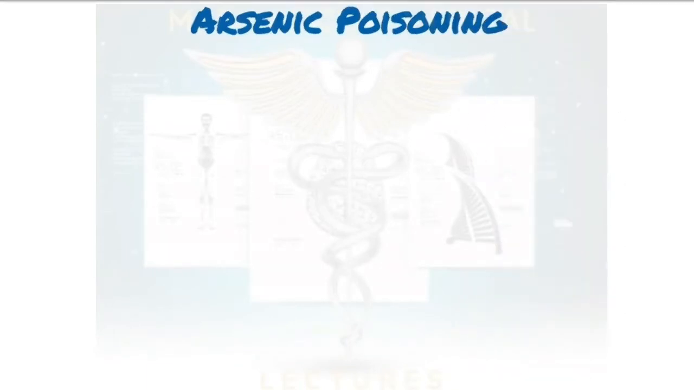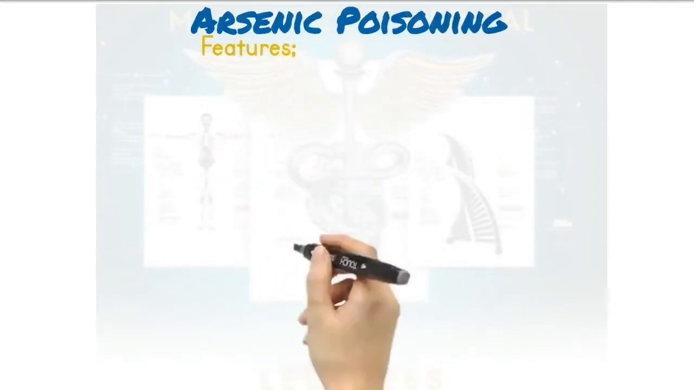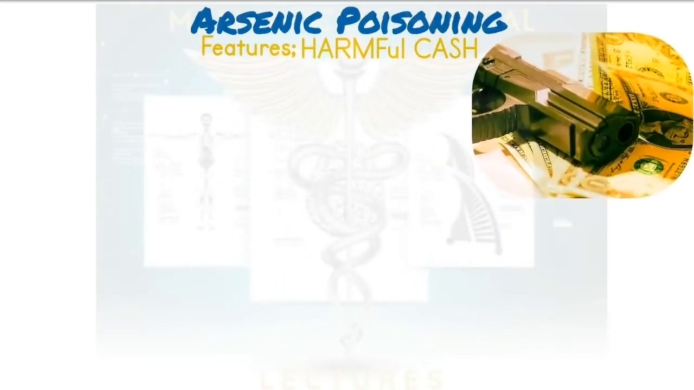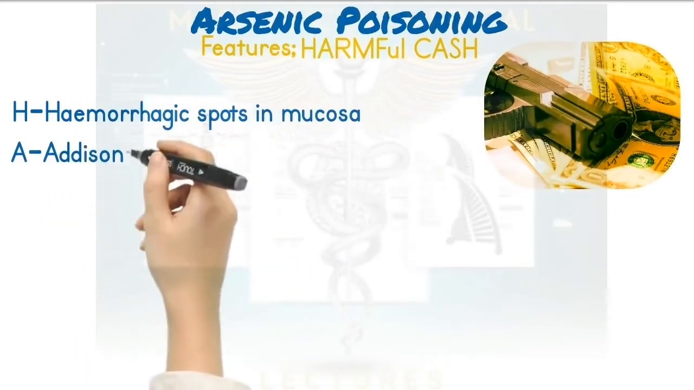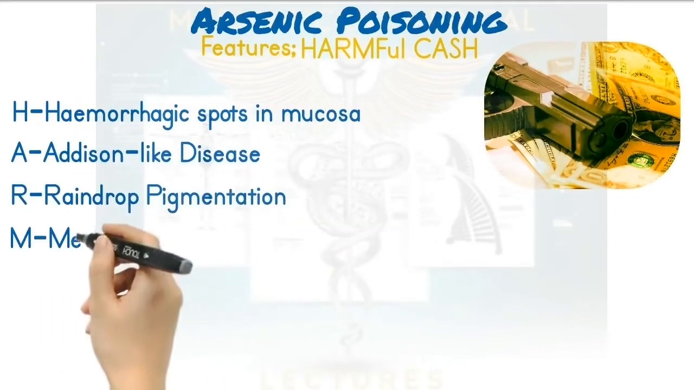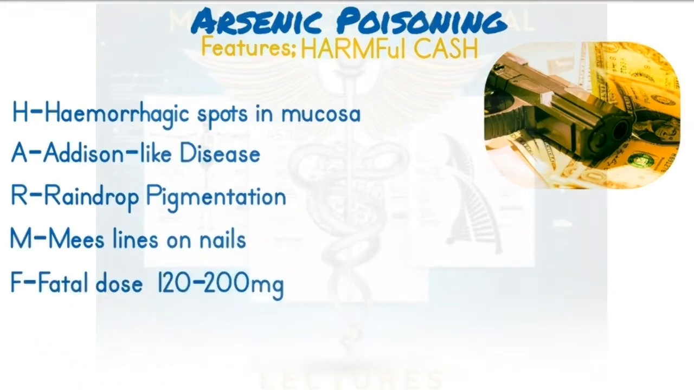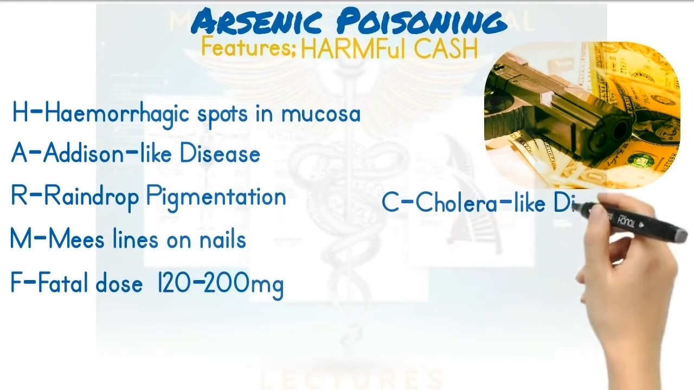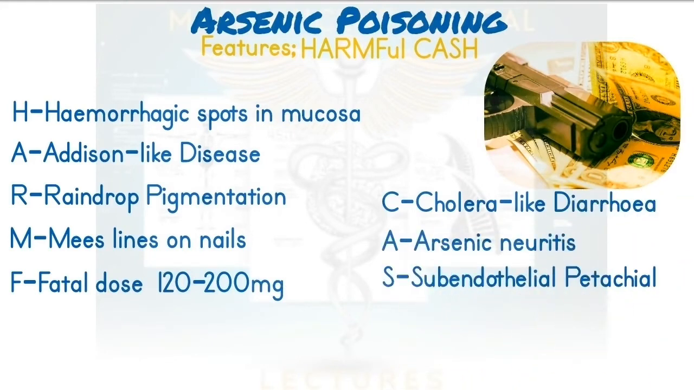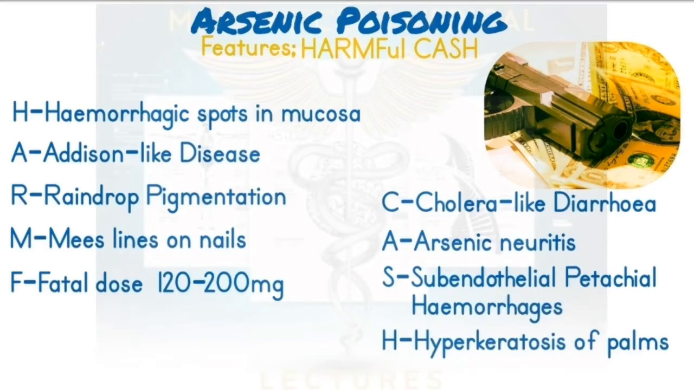Arsenic poisoning. Arsenic is a natural component of the Earth's crust and is widely distributed throughout the environment in the air, water and land. Arsenic poisoning is a medical condition that occurs due to elevated levels of arsenic in the body. Its features are remembered with the mnemonic, harmful cash. Hemorrhage, spots in mucosa, Addison-like disease, raindrop pigmentation, Mees lines on nails, fatal dose of 120 to 200 mg, cholera-like diarrhea, arsenic neuritis, subendothelial petechial hemorrhages, and hyperkeratosis of palms, which is thickening of its outer layer.